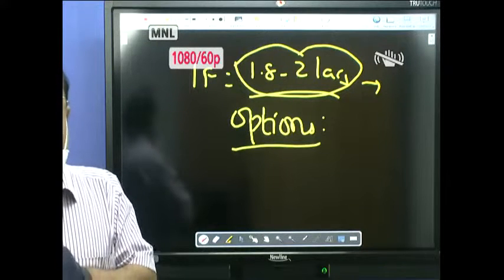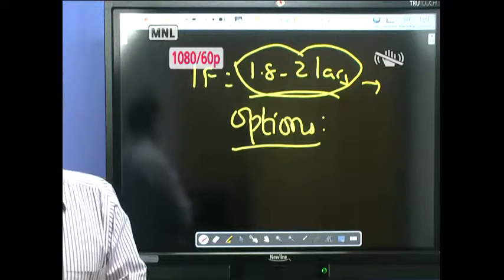Now, one disadvantage of an option we have already highlighted is that there is a time decay.